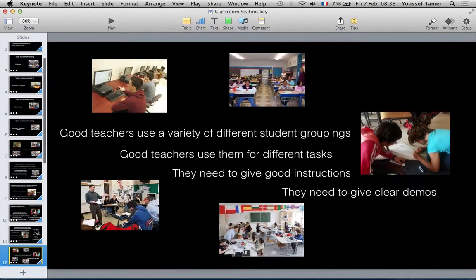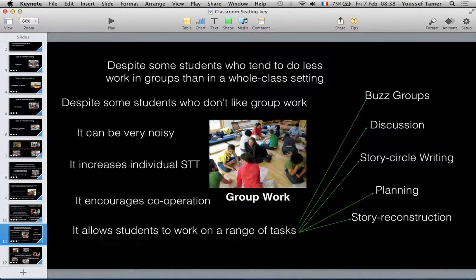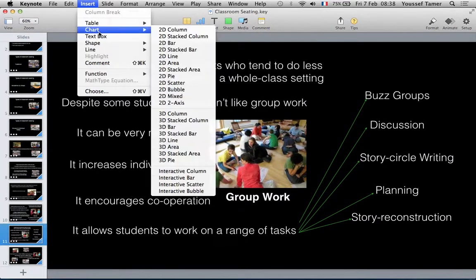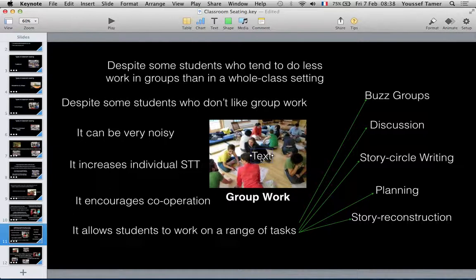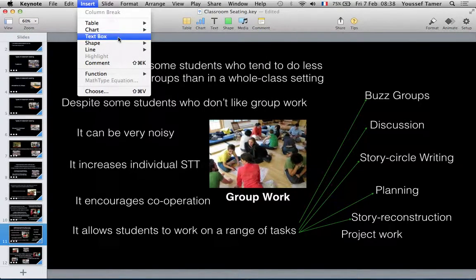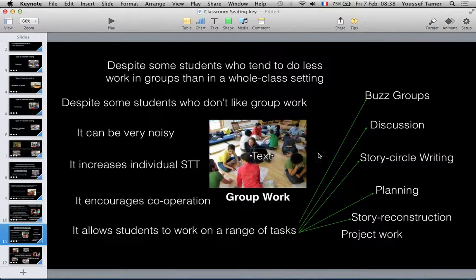Let me go back to my slide. So we can also have project work. And the previous one you have mentioned? Dialogues. Okay, yeah. Problem solving. So dialogues and problem solving activities.